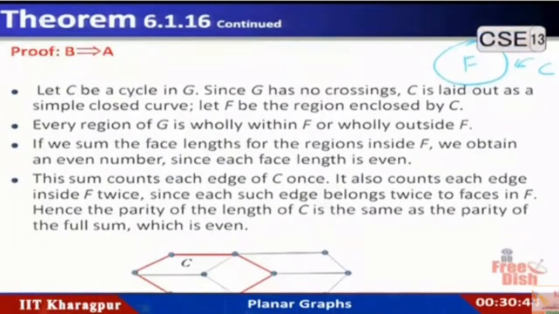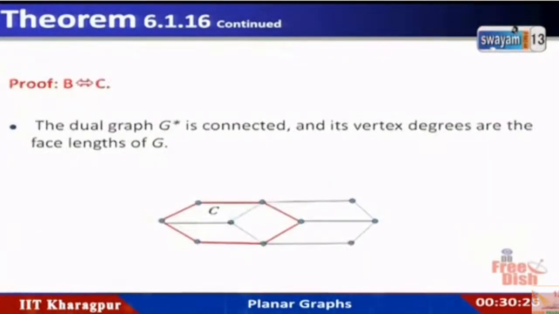This sum counts each edge of C once. It also counts each edge inside F twice. Since each such edge belongs twice to the faces in F, the parity of the length of C is the same as the parity of the full sum, which is even.